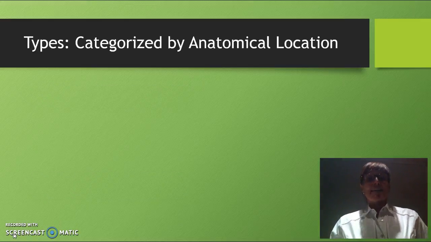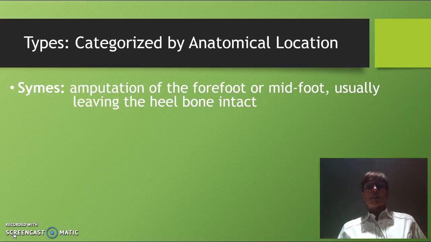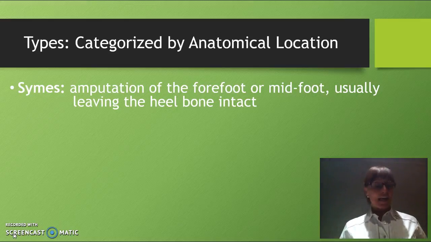So that said, amputations are also categorized by anatomical location, which I think is interesting to point out, simply because it's important to know that when you are doing your exercise prescription. The first type of amputation is known as Symes, and that is an amputation of the forefoot or midfoot, usually leaving the heel bone intact.